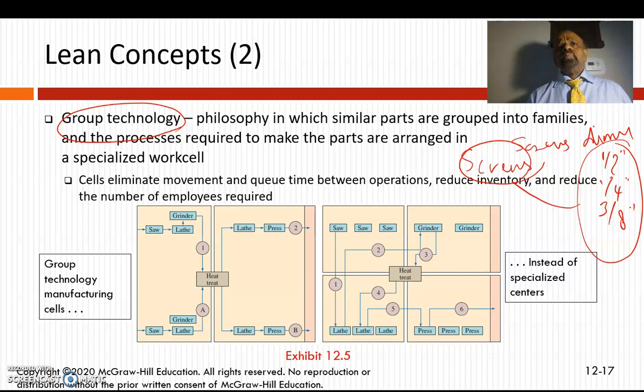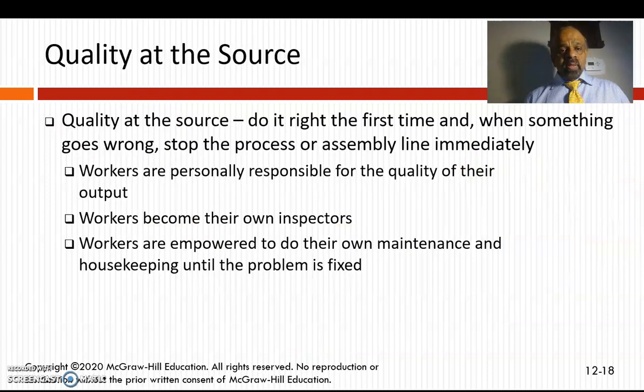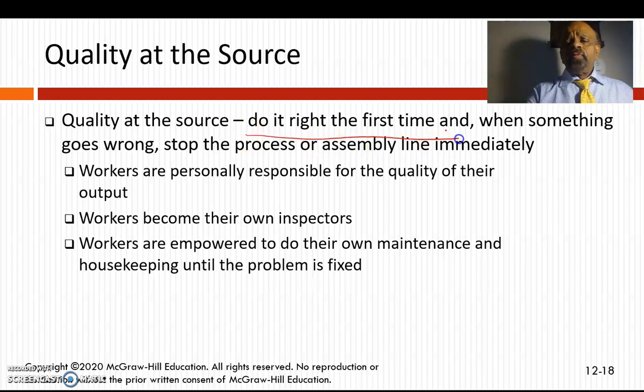It'll be one or two or three different parts, and everything else that they do belongs to the same family, of one family or other. Those are the lean concepts that we want to look at. The quality is important. Quality at the source is important. So the basic premise to this lean is do it right the first time. And when something goes wrong, stop the process or assembly line immediately.